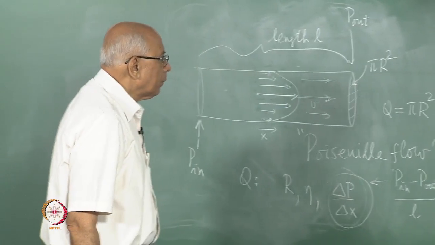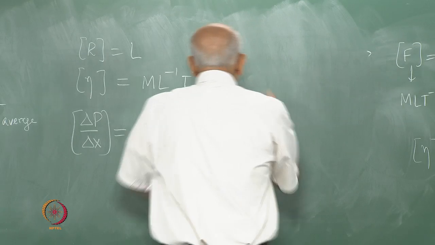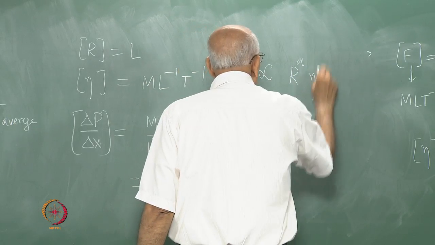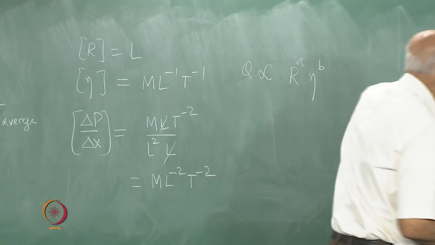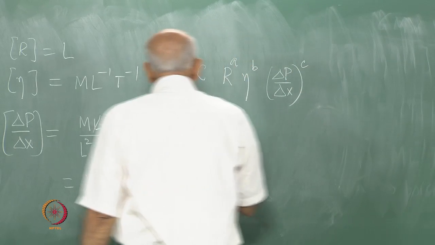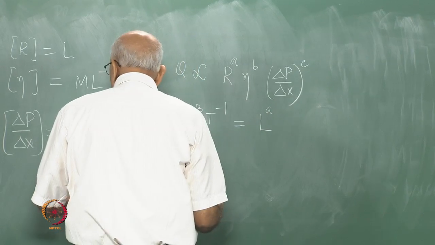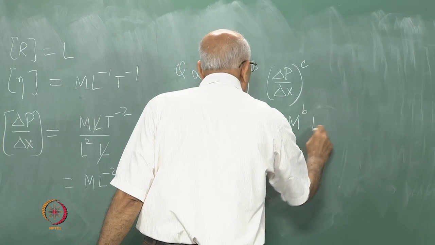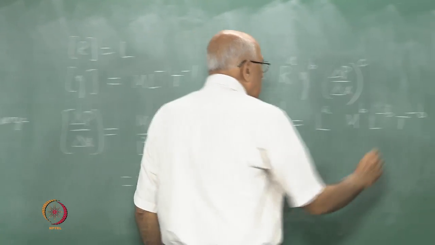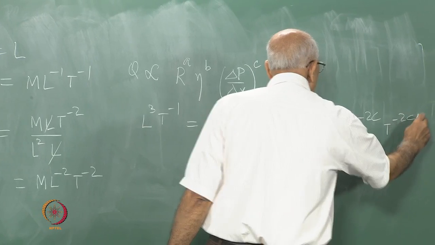Okay. And now we are all set, because all we have to do now is to say that this Q is proportional to, on this side, r to the power a, eta to the power b, and delta p over delta x to the power c. And write down our equation, which is L cubed T inverse must be equal to L to the power a, eta to the b is m to the b, L to the minus b, T to the minus b, and then delta p over delta x to the power c, which is m to the power c, L to the minus 2c, T to the minus 2c.